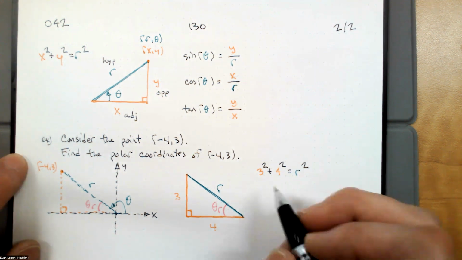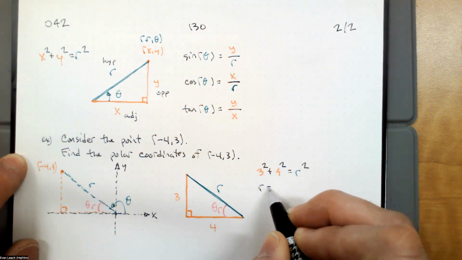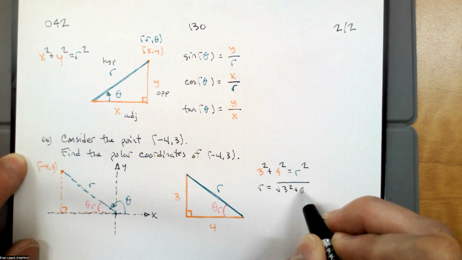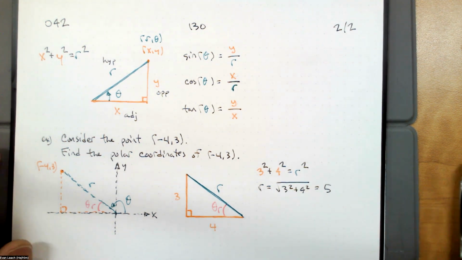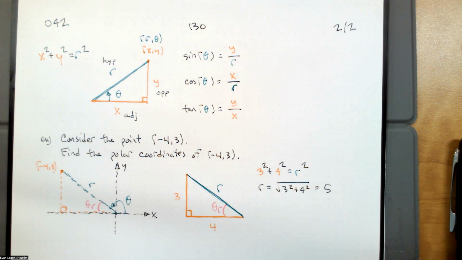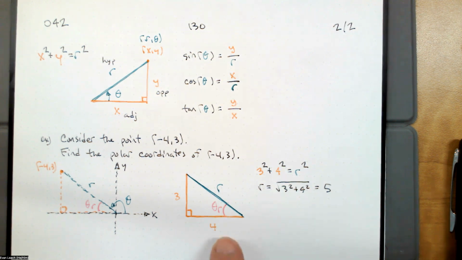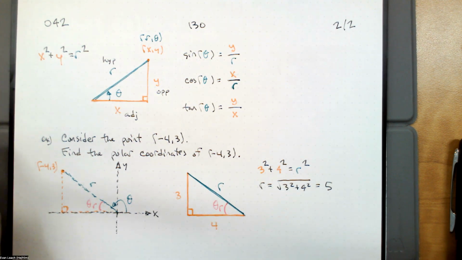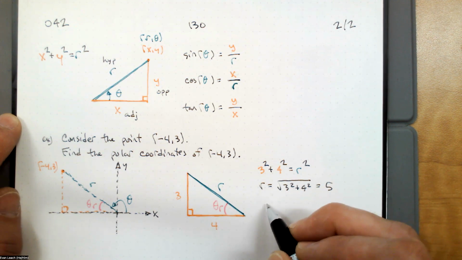So what is r equal to? 5. That's why I picked 3 and 4. So we've got half of our coordinates already. What could we do to find theta using the 3 and the 4, or even the 5? But using the 3 and the 4 specifically, what trig function involves this angle and the 3 and the 4? Tangent.